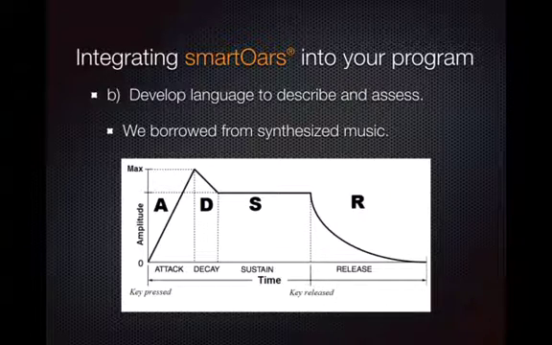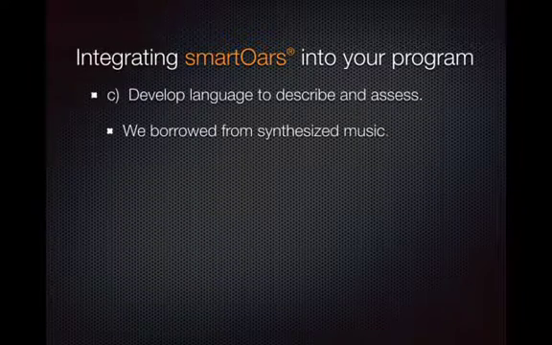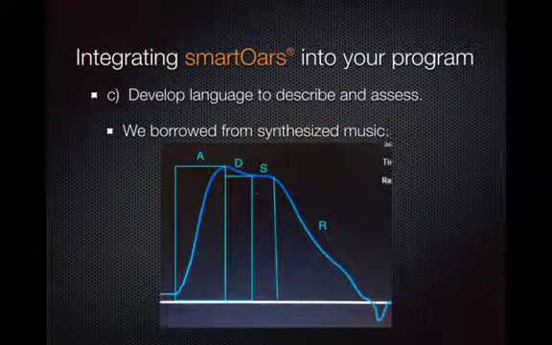So using this language can be a great way to communicate the various parts of the stroke to your athletes. We see it here in musical form, but it's very similar when we look at it in rowing form, with the attack of the curve, how steeply it rises and how quickly. The next, the decay, if there's a drop off from that initial spike, the sustain, and then the release. And you can use these terms to describe any shape of rowing stroke.